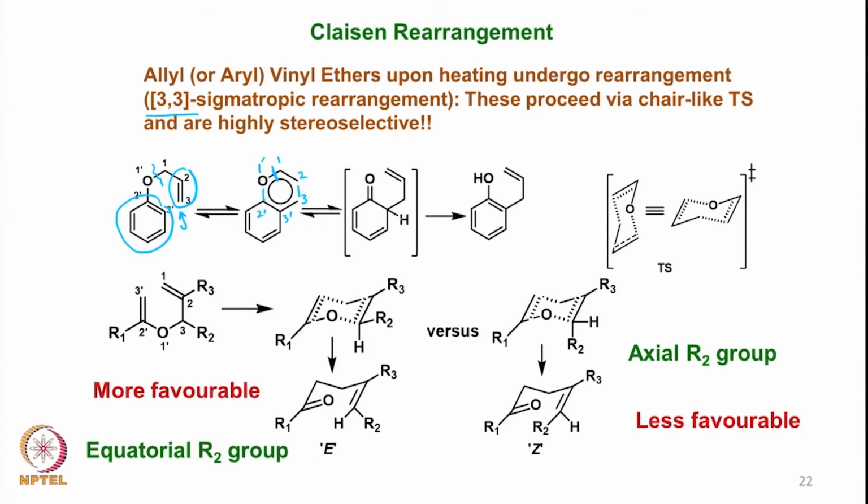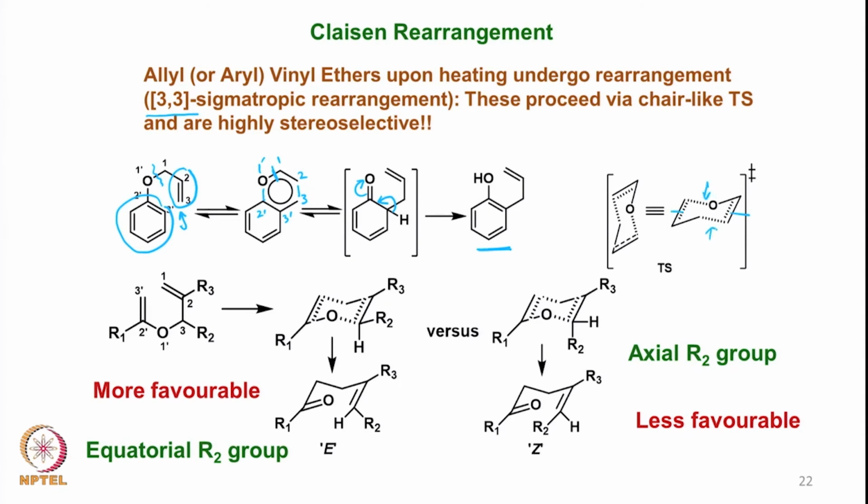And once the bond formation takes place, then of course you have enolization, and that leads to the formation of the corresponding phenol. So allyl aryl ether leads to 2-allyl phenol formation, and of course the transition state would look somewhat like this, where a bond is being formed and a bond is being broken. As you can see, the two double bonds are breaking here and the two single bonds are being formed here.